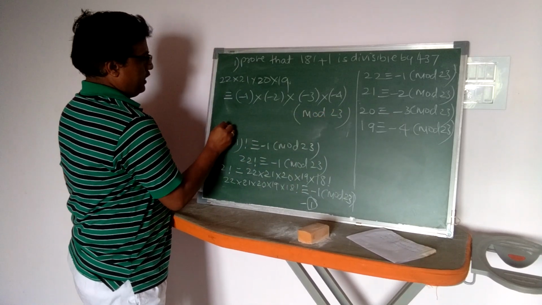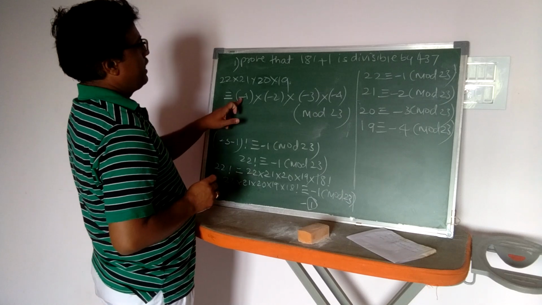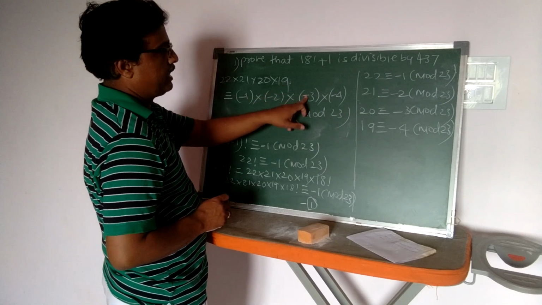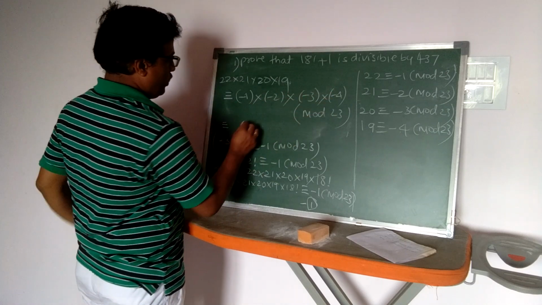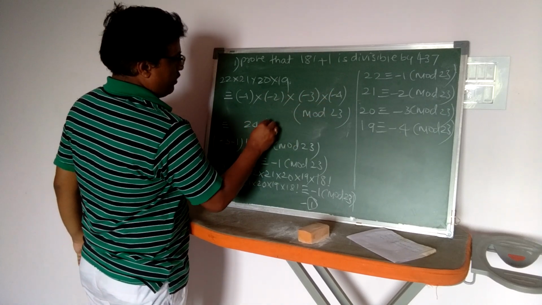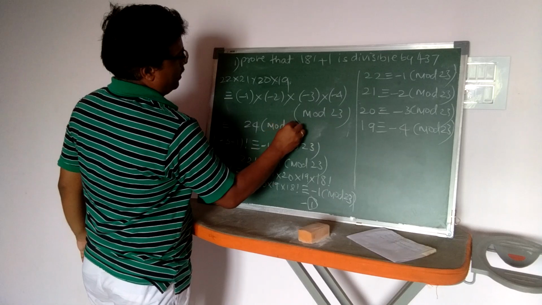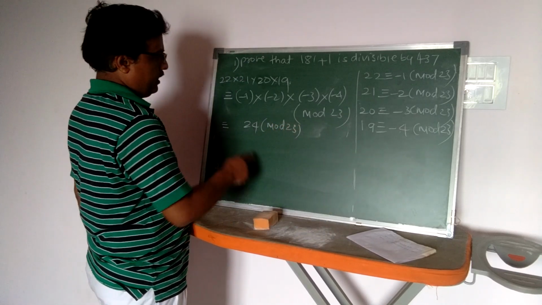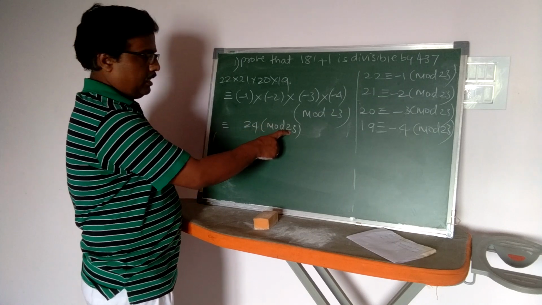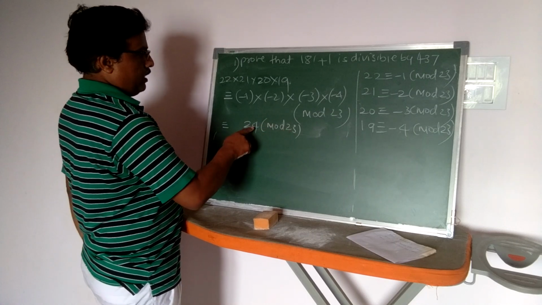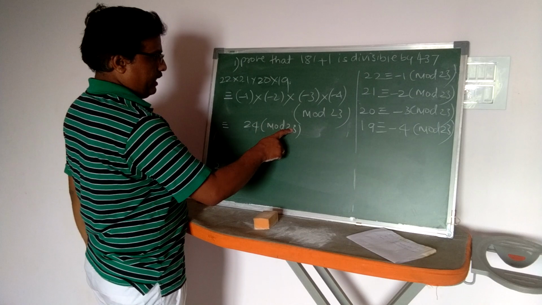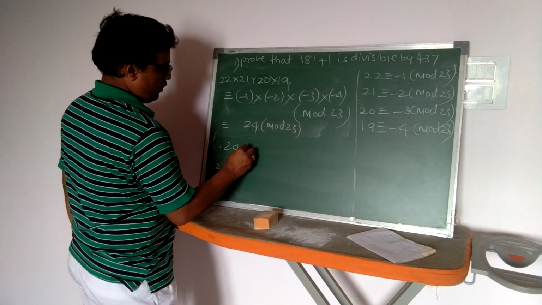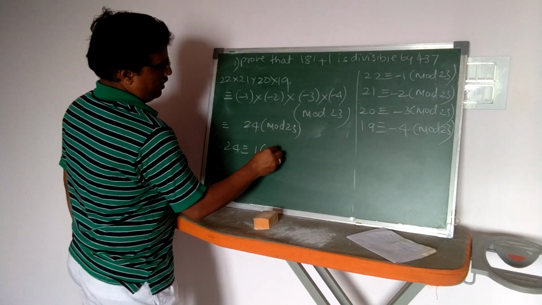That means this is again congruent to minus 1 into minus 2 plus 2 plus 2 into minus 3 minus 6 minus 6 into minus 4 plus 24. So this is congruent to plus 24 mod 23. Now again, see, 24 is more than 23. So again what we do is divide 24 by 23 and it gives remainder 1. So therefore 24 is congruent to 1 mod 23.